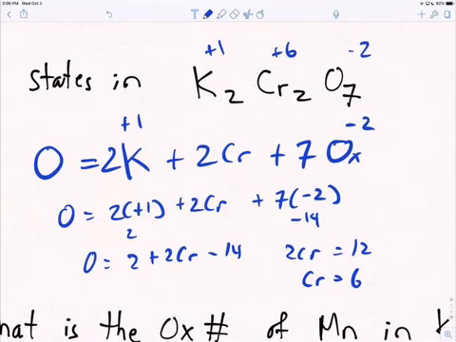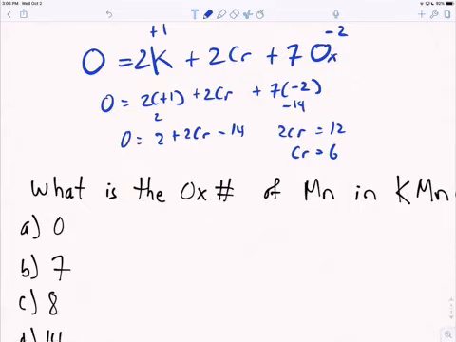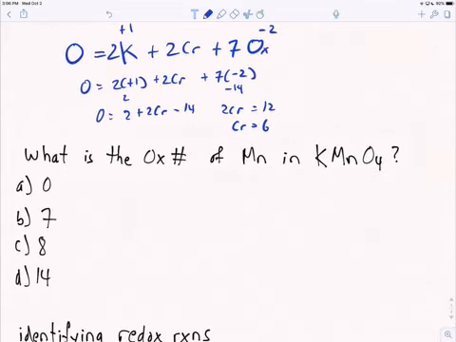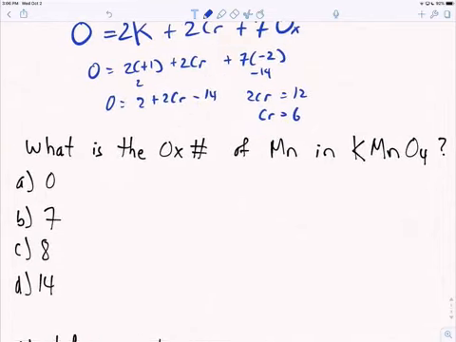Does that make sense? Okay, let's see if you can figure out what the oxidation state of manganese is in potassium permanganate. Challenge accepted. This stuff is interesting. It's very purple. I'll give you a start. That's a 0, not a 6.